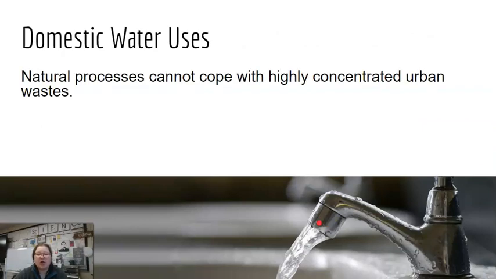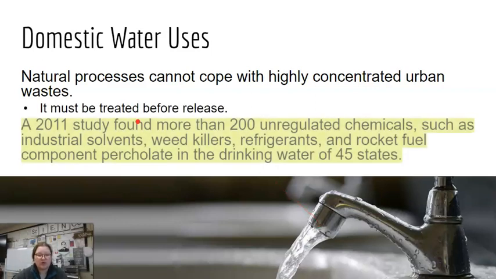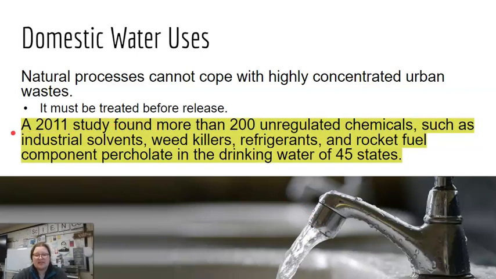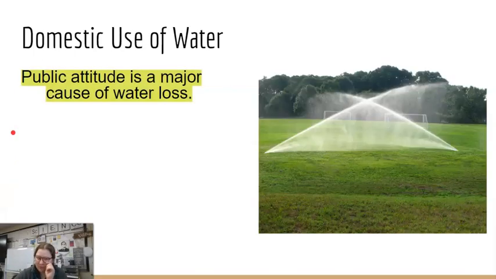Natural processes cannot cope with highly concentrated urban waste, meaning we can't just pipe our sewage out into a natural stream or lake and expect the natural processes there to take care of that. We have to treat it. So we treat all of the wastewater before it's released. A 2011 study found that more than 200 unregulated chemicals, like industrial solvents, weed killers, refrigerants, and a rocket fuel component, percolate in the water of 45 states. So even with this treatment, some of those chemicals still get through.